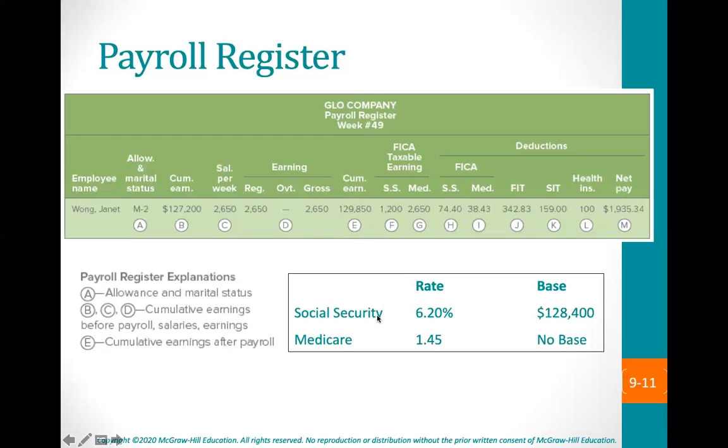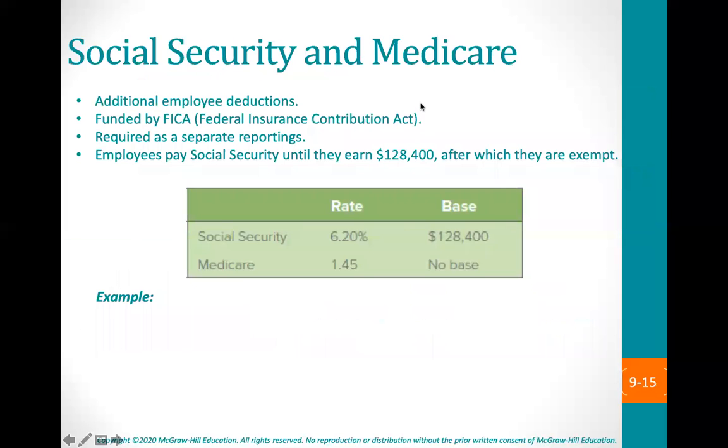As you see down here, Social Security is taxed at 6.2% on what's called a tax base of $128,400. Medicare is taxed at 1.45%, and there is no base on her Medicare taxes withheld. So, Social Security and Medicare are employee deductions. It's funded by FICA, the Federal Insurance Contribution Act. Required as separate reportings. You have to report Social Security and Medicare separately.